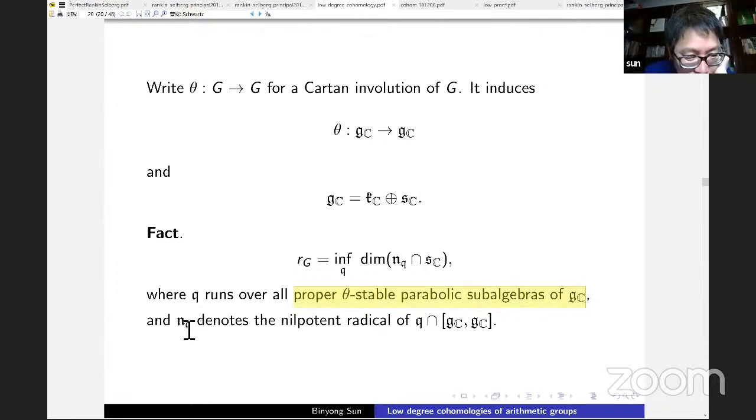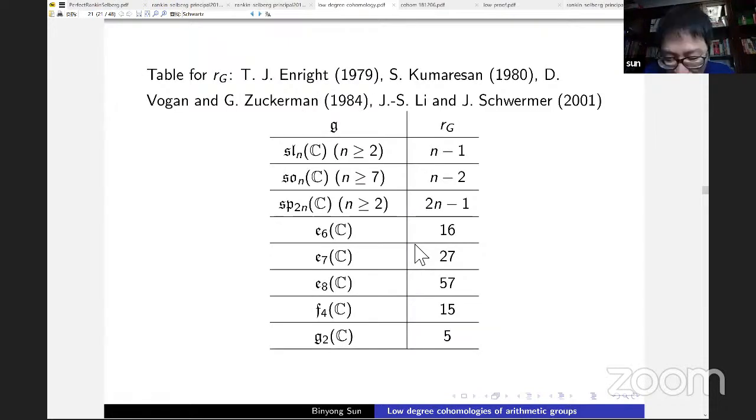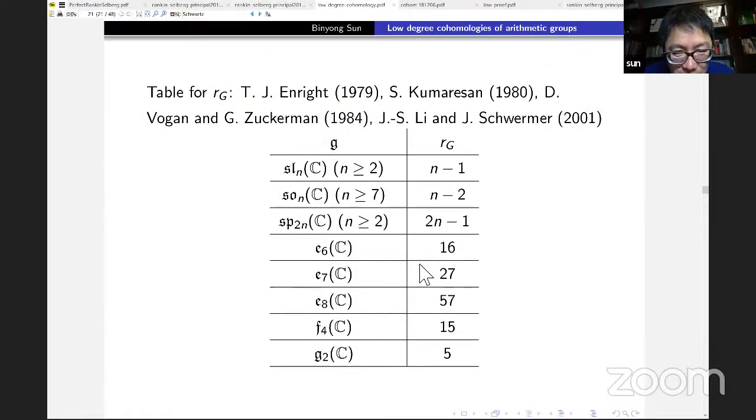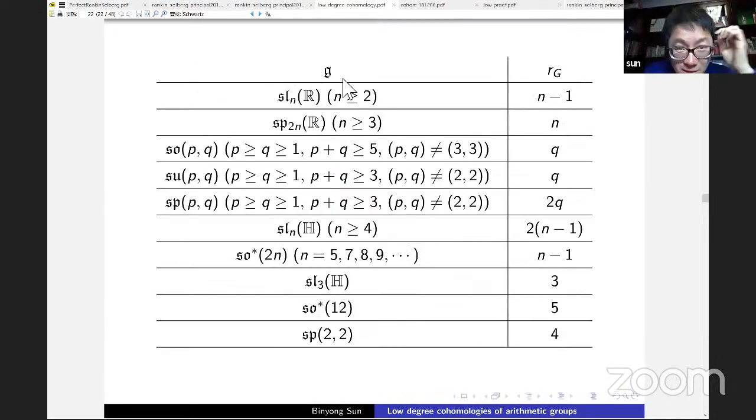And n_Q denotes the nilpotent radical of Q. We take the nilpotent radical of the theta stable parabolic and intersect it with the Cartan involution part. Then we take the minimum of all the dimensions, and this is just RG. So we can describe this RG in terms of the structure of the Lie algebra. This RG is calculated in all cases by many people. For example, this is the case when G is a complex Lie algebra. This is the real case.